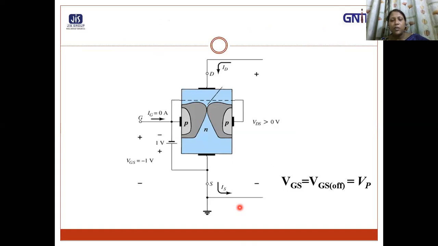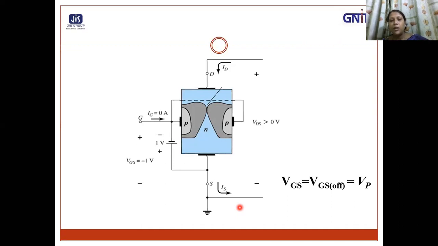Particularly this point is said to be cutoff point. And this value of VGS which cuts off the channel is called VGS off. And it should be noted that VGS off equals minus VP actually. So VGS off equals minus VP. And if we take the mod value, then VGS off equals VP. So we are getting from case 3 what is VGS off, that is the cutoff of the channel.